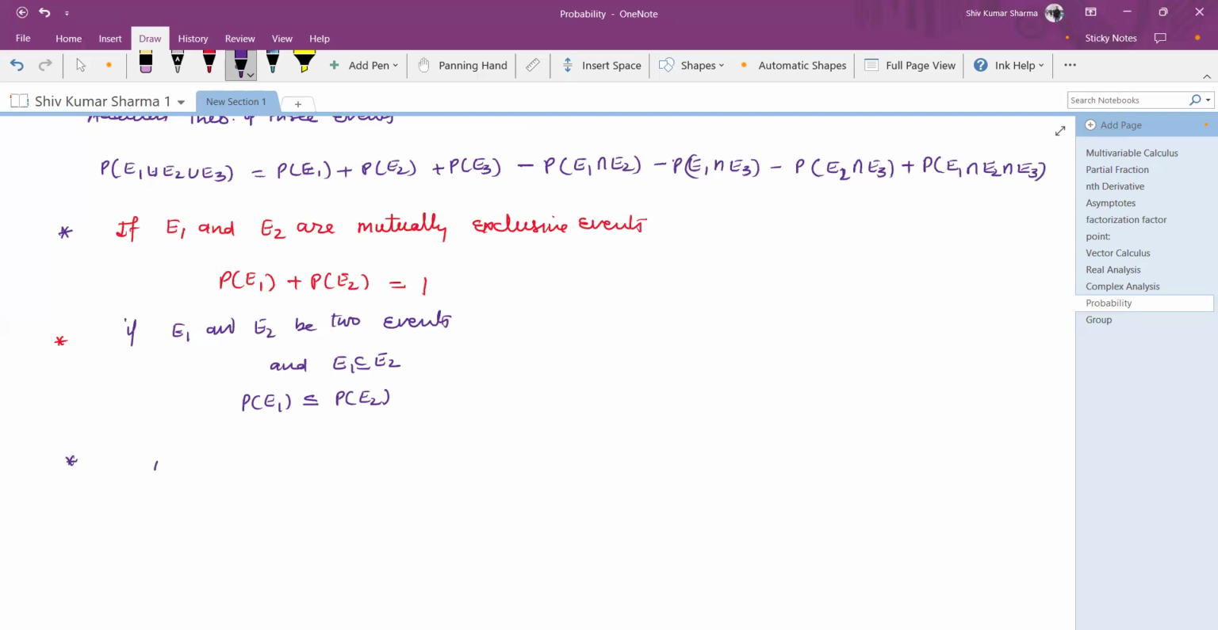Next thing is for any event E. These are the important properties. For any event E, the probability of event E always lies between 0 and 1.